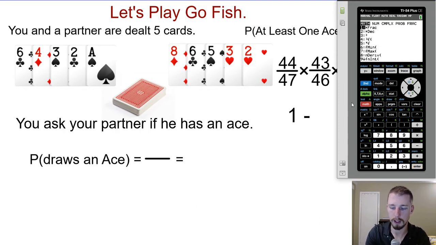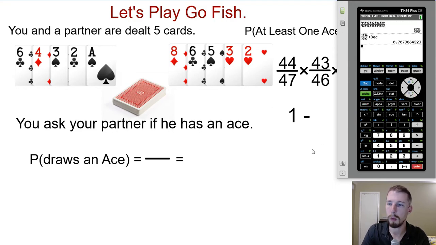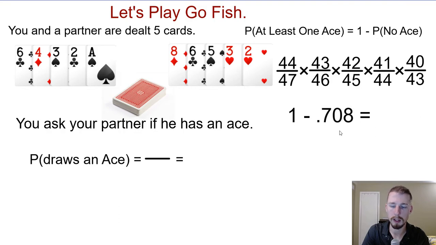So what we want to do is convert that to a decimal. So if we go to math, and then decimal, convert to decimal, it'll give us a decimal. So that's going to be 0.07, whatever. I basically rounded in this case. Now that's the probability they don't have an ace.